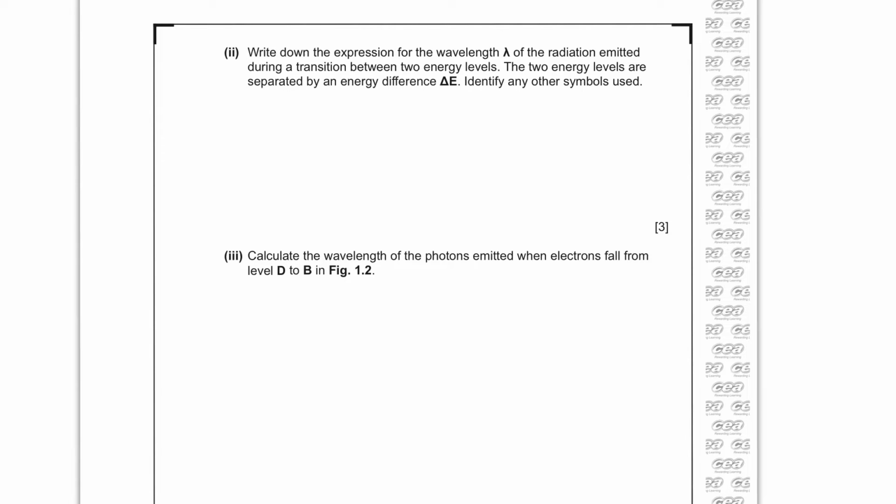Planck's relationship tells us that the photon energy can be written as hf, or if you're working with wavelengths, it can be written as hc over lambda. So delta E equals hc over lambda would be our starting point. So lambda would then be hc over delta E. So we have to identify what h and c are, because the other two things are explained in the question. So h is obviously Planck's constant and c is the speed of light.